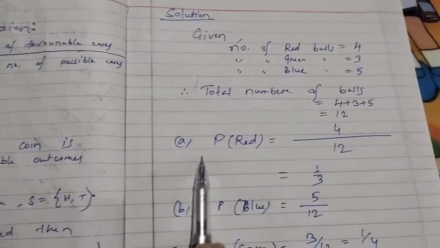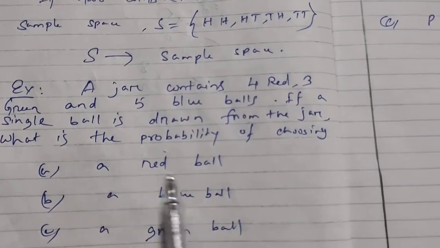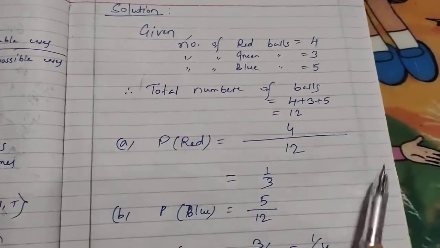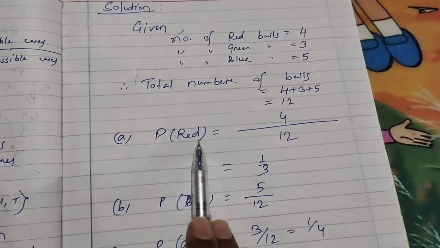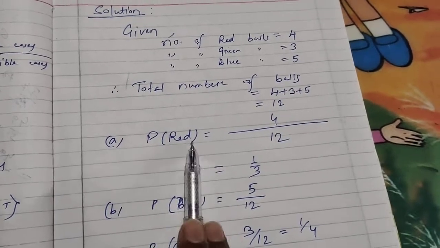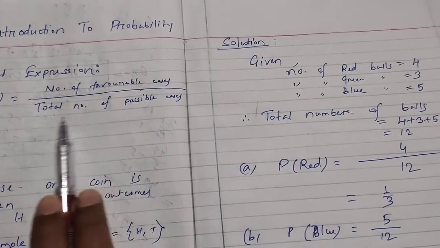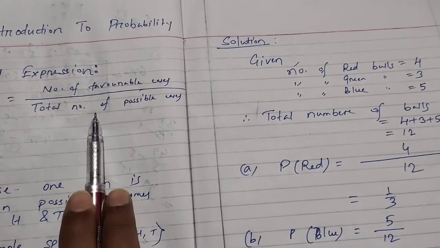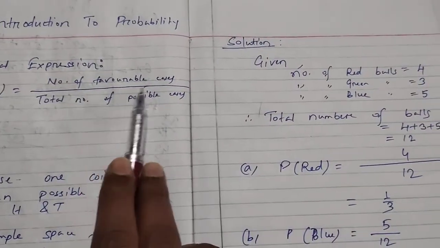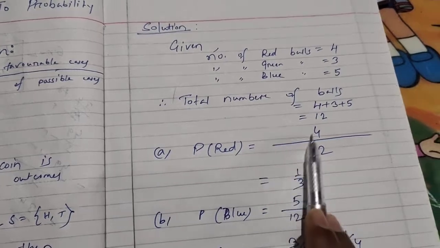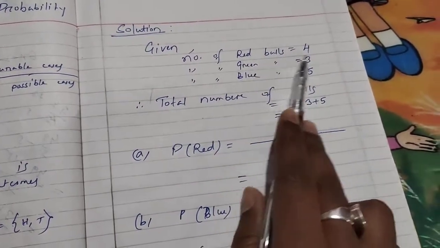Now the first question is, when you choose a ball, that ball must be a red ball. So you can write P of red, that is P of the event. In this case, red ball is the event. So P of red is a fraction, or a ratio, where the denominator is the total number of possible cases, that means 12, and the number of favorable cases is 4. Why 4? Because in the jar, the number of red balls is 4.